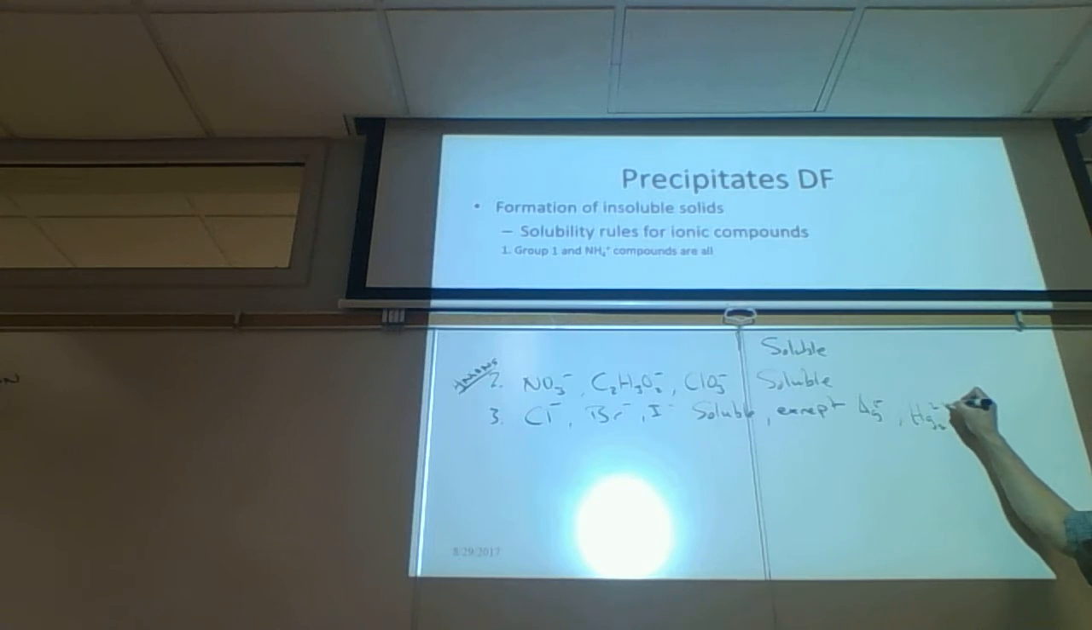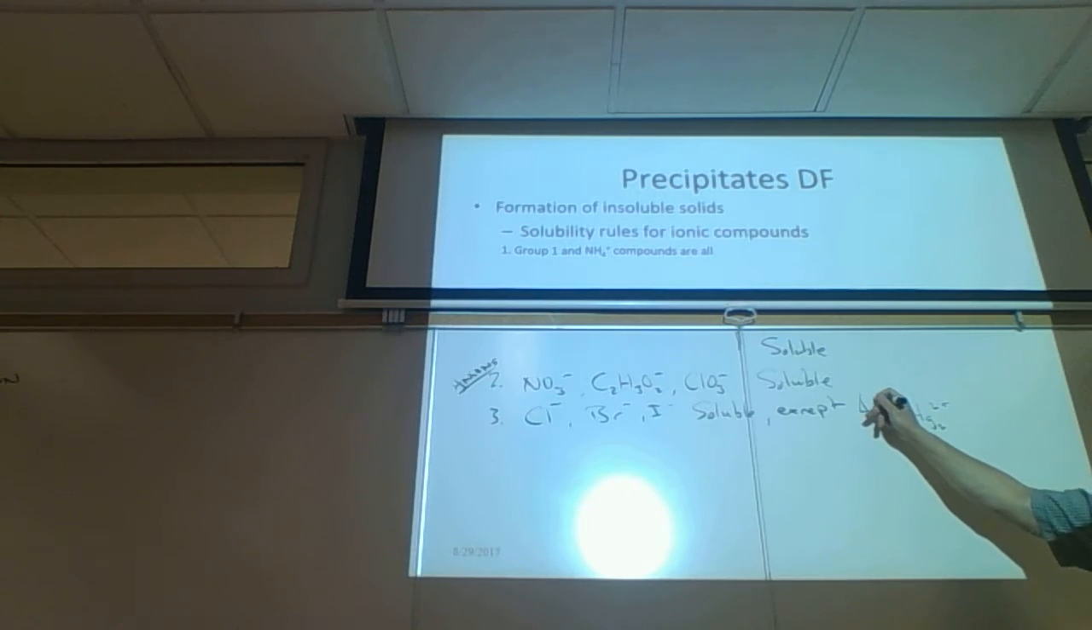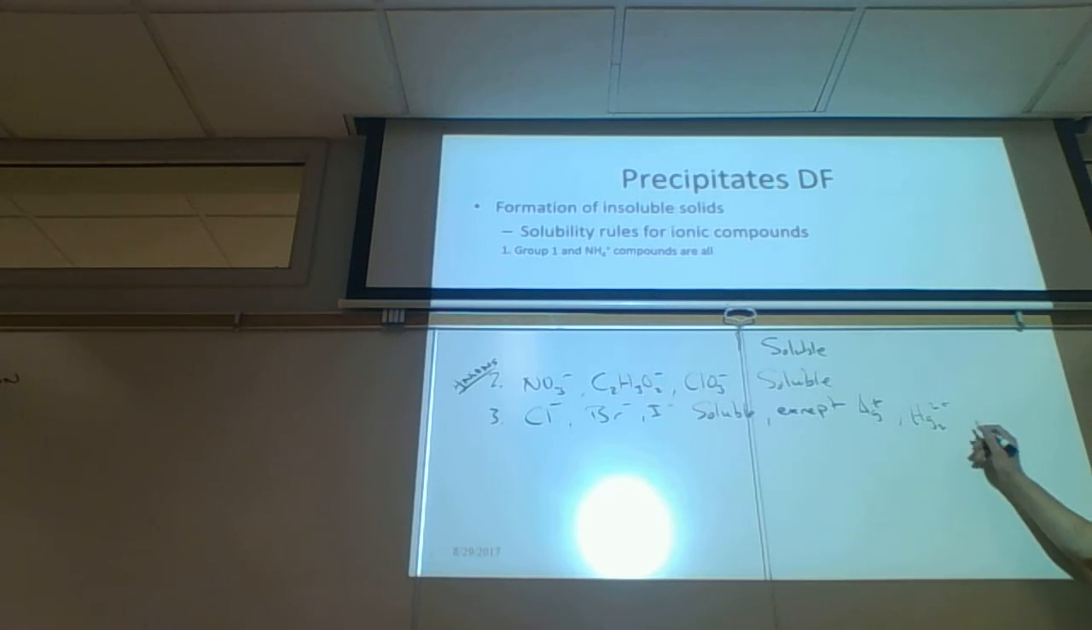Also Hg2 2+, which we call, what do we call that? Mercury 1 or mercury 2? Mercury 1. This is mercury 1. Mercury 2 is soluble. So if I had mercury 2 chloride versus mercury 1 chloride, mercury 1 chloride is insoluble, mercury 2 chloride is actually soluble. It has to do with the bonding.